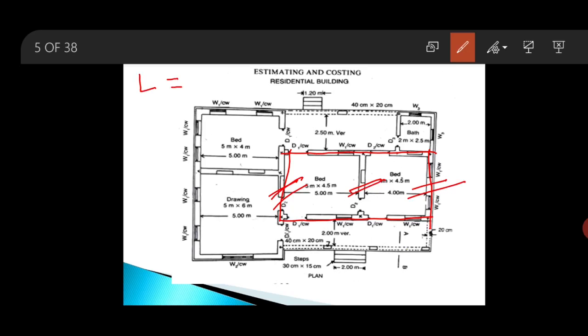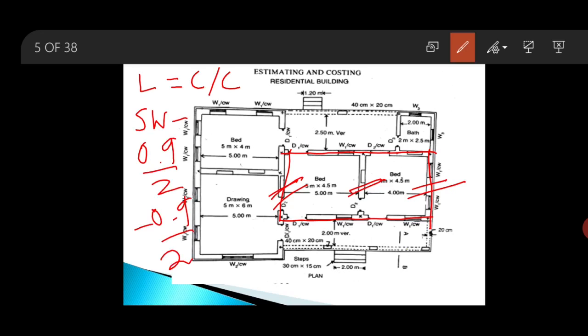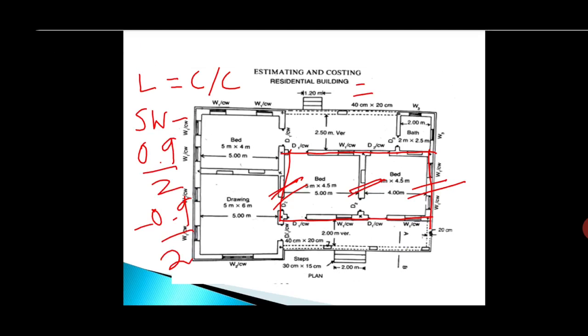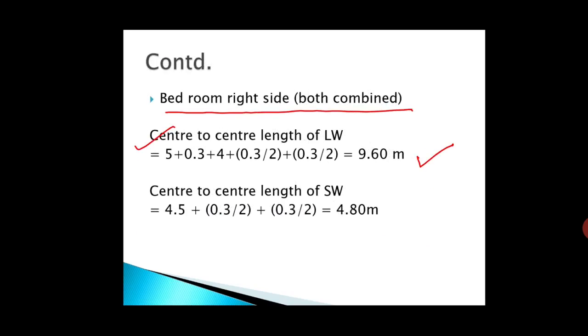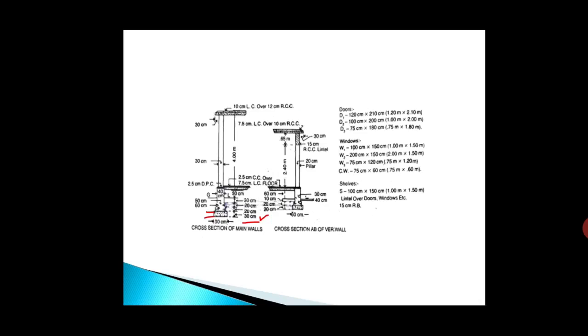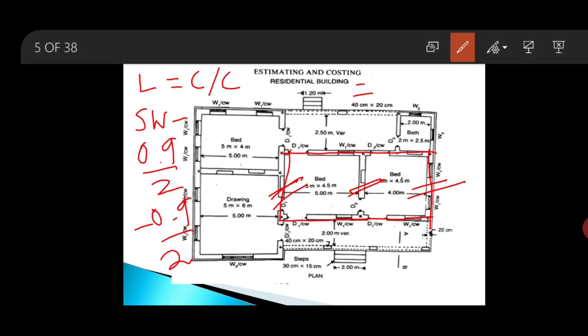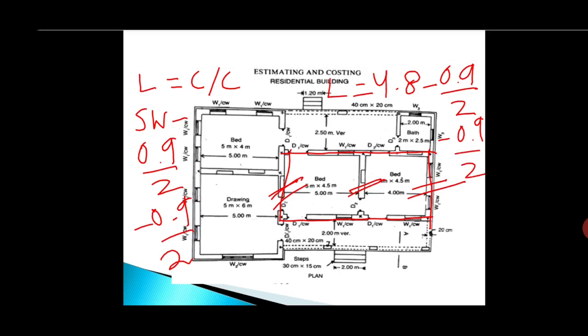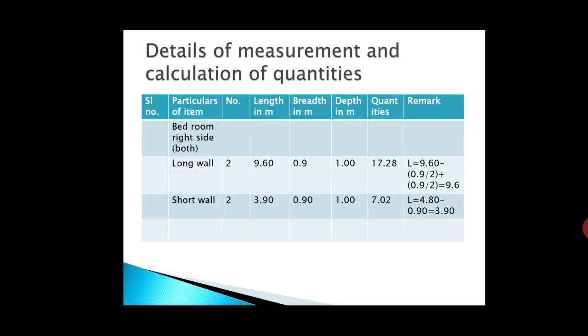So for this, in order to get the length of the cement concrete wall for the short wall, from the center to center length of the short wall, we have to subtract half of the width from both the side. So what is the center to center length of short wall? This center to center length of short wall is 4.8 for the second part. So from 4.8 subtract 0.9 by 2 minus 0.9 by 2. This is the net length.